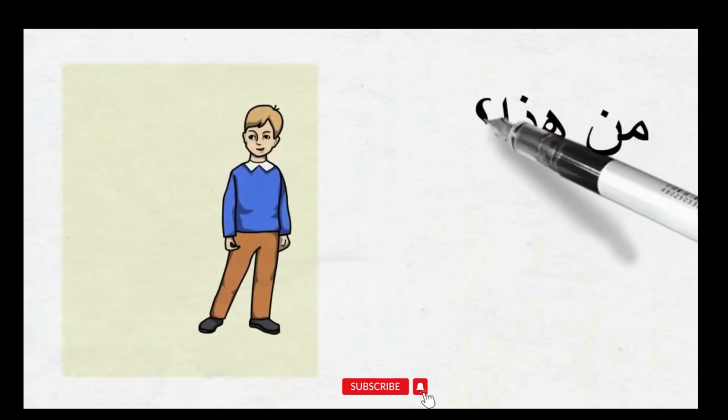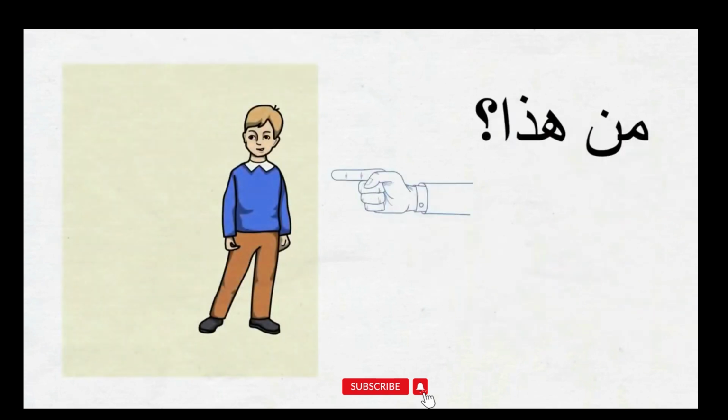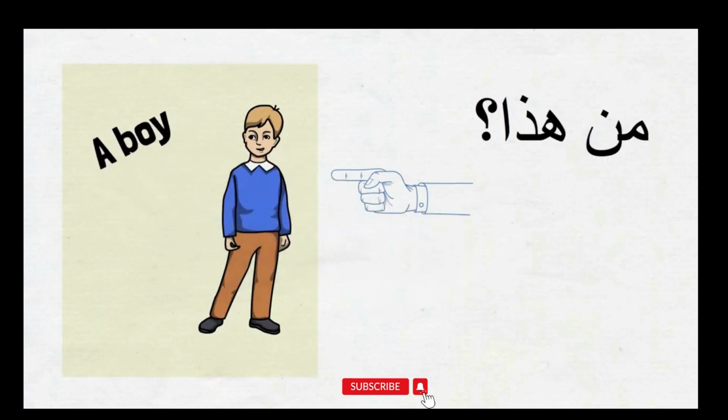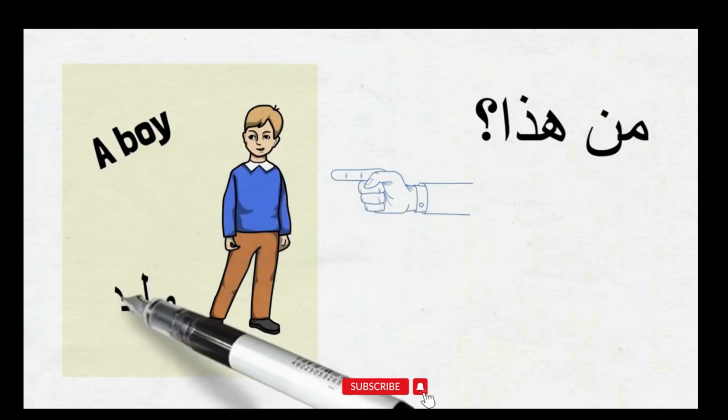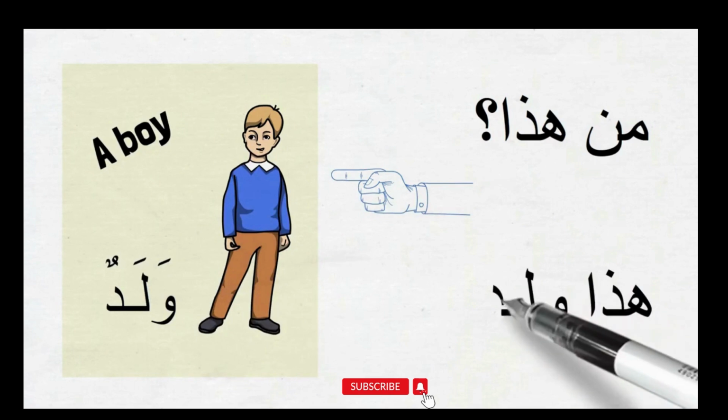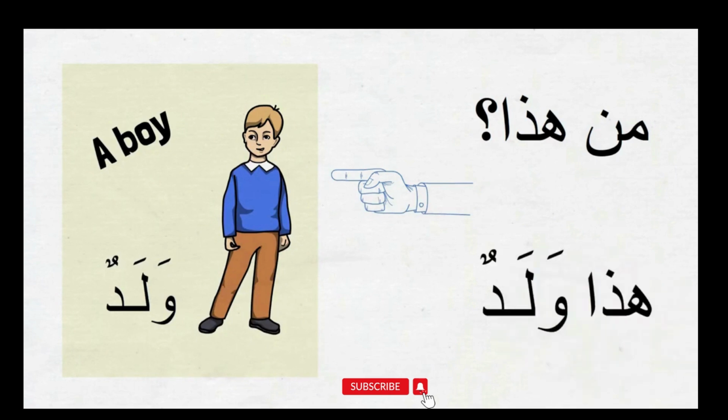The next question. من هذا؟ We should say, this is a boy. And a boy in Arabic is ولد. So the answer will be هذا ولد.